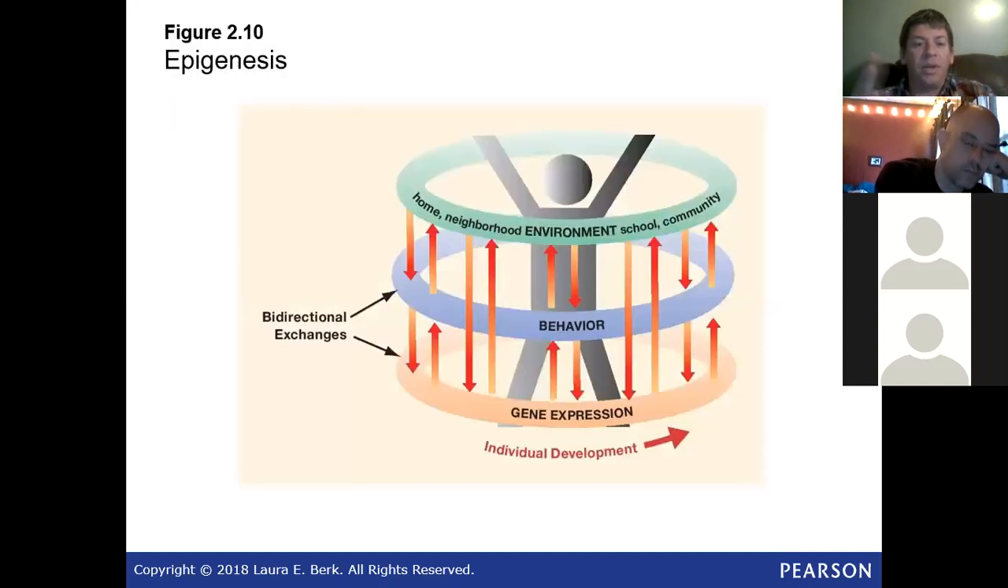All right, so this is showing you the behavior, genetic expression, environment interaction being bidirectional. The environment has an impact on how we act, and then that has an impact on our genetic expression, but then our genetic expression could have an impact on how we act, which then has an impact on the environment around us that feeds back to our behavior, and that could have a consequence of changing our genetic expression, on and on and on.